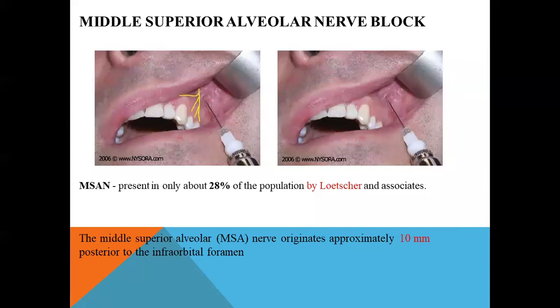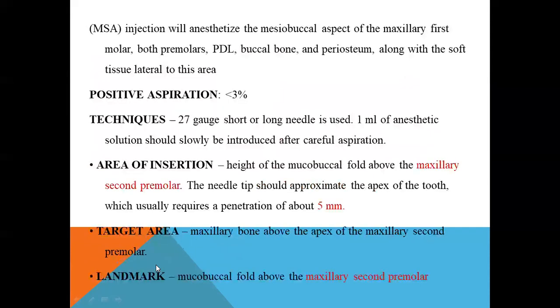Coming to the MSA, the middle superior alveolar nerve block. It is present in only 28% of the population, as the author told us. A study done by Roshan and associates found that only 28% of the population has this MSA nerve. It originates approximately 10 mm posterior to the infraorbital foramen. MSA will anesthetize the mesiobuccal aspect of the maxillary first molar, both premolars, the PDL, buccal bone, periosteum, along with the soft tissue lateral to this area.